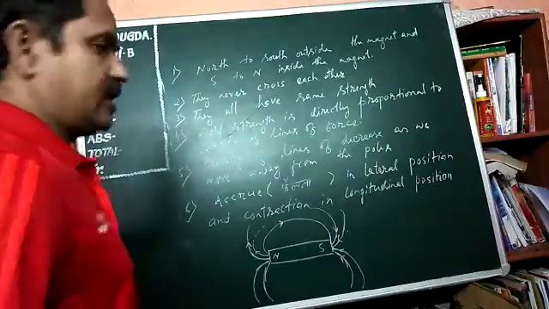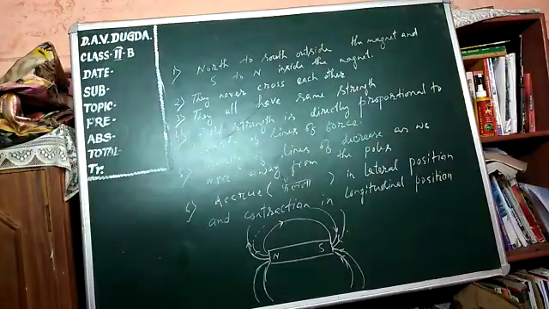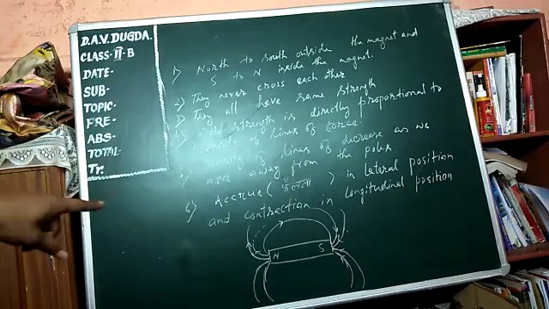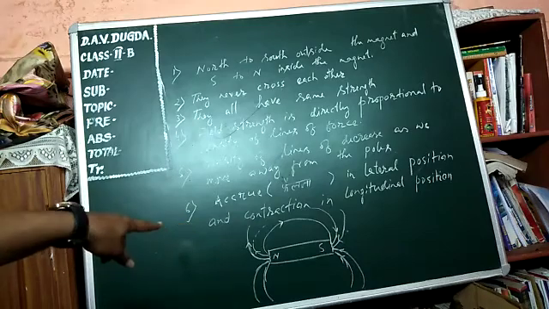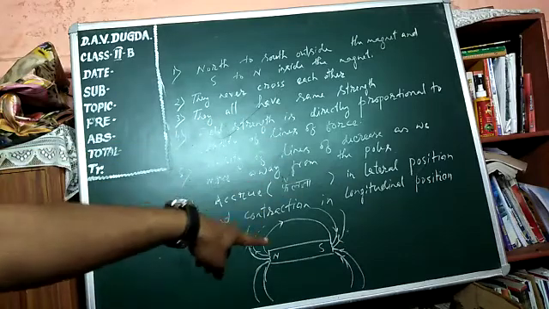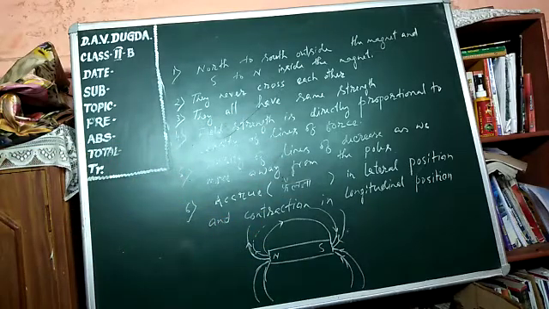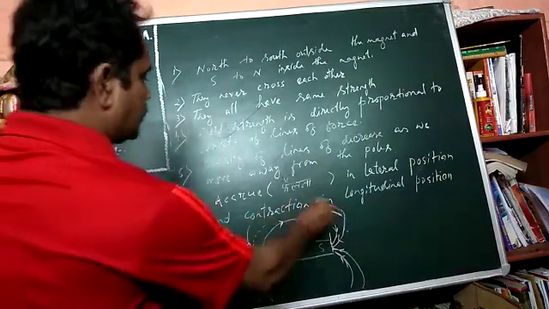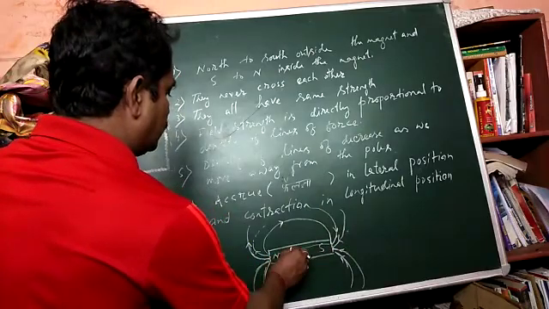Now we will discuss the properties of magnetic lines of force. Magnetic lines of force come out from a north pole and move from the north pole to the south pole outside the magnet, and inside the magnet they move from south to north pole. Clear? So outside the magnet it moves from north to south, and inside the magnet it moves from south to north.